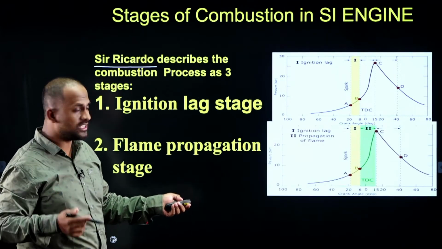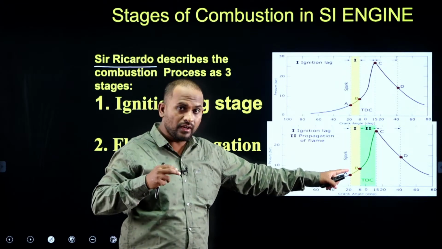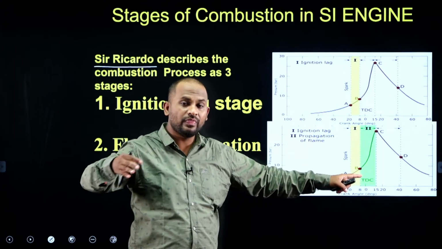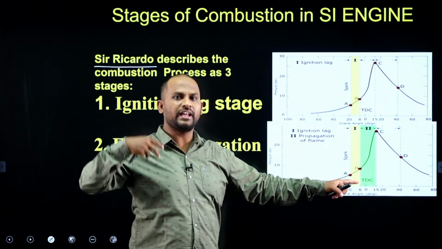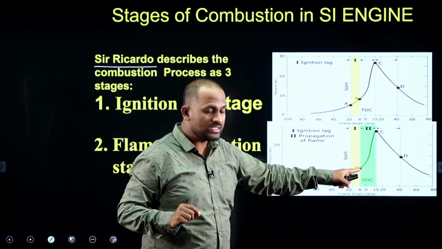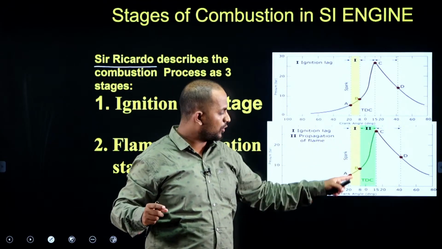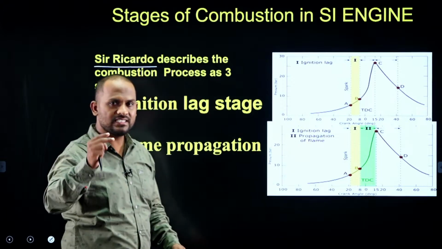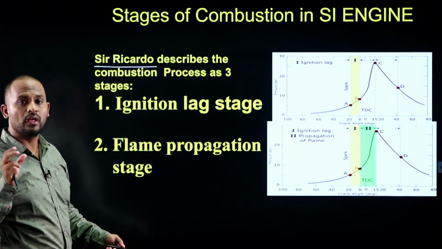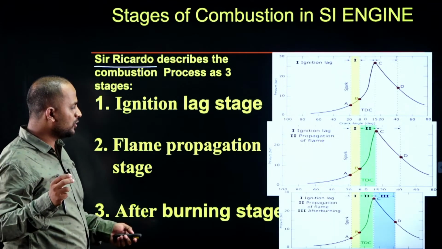In the second stage, at point B, the combustion is initiated, and because of that, the charge present in the cylinder tends to combust immediately and pressure increases at a very fast rate, where we can see the maximum pressure rise until point C. Now from B to C, it is the second stage, and that second stage is called flame propagation.